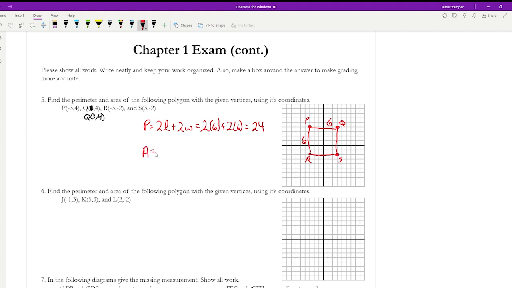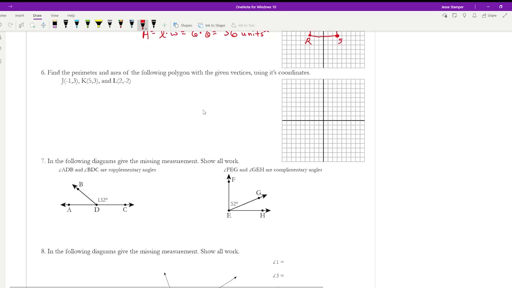All right. Now, area is simpler. For quadrilateral, it's just length times width. Well, length times width is 6 times 6, which gives us 36 units squared. I could put units on 24. That one was relatively straightforward, relatively easy to do. Number 6, it's a little more complicated.